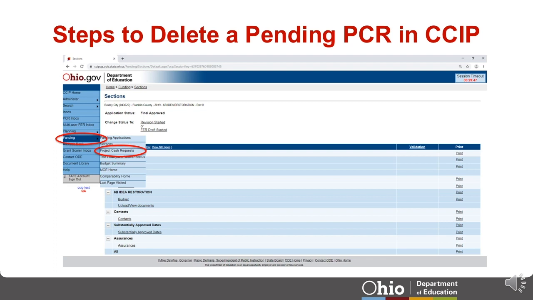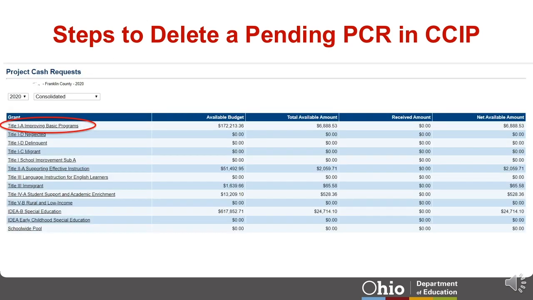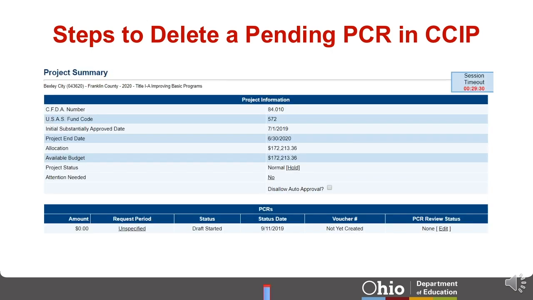Next, hover your cursor over Funding on the left side and click on Project Cash Requests. On the Project Cash Request page, click on the specified grant name, for example, Title I Improving Basic Programs. This will take you to the project summary page. In the PCR section, look for the most recent PCR in the list and click the link under Request Period. It will show a date or show Unspecified.